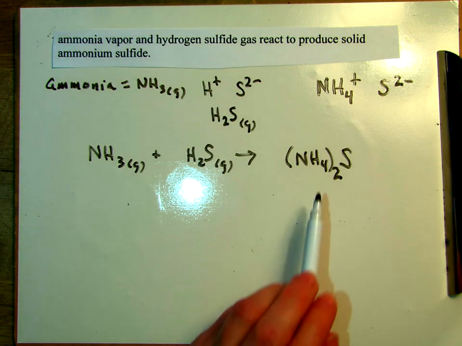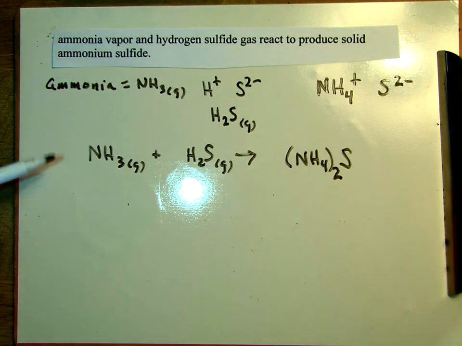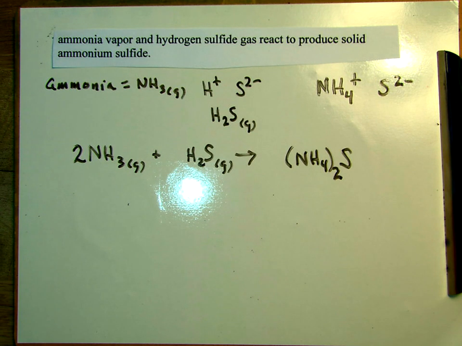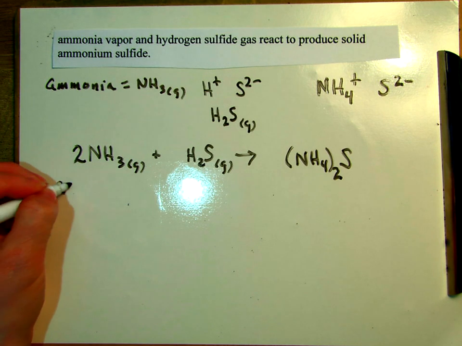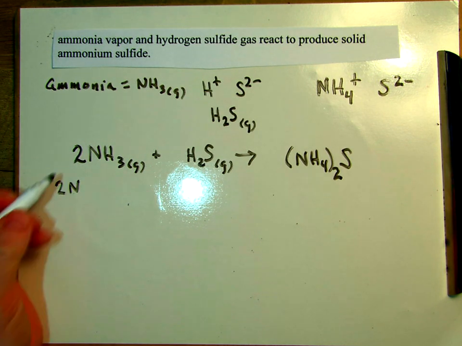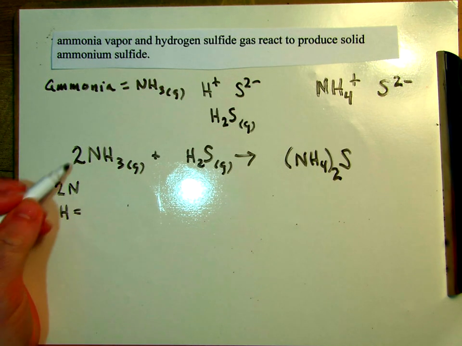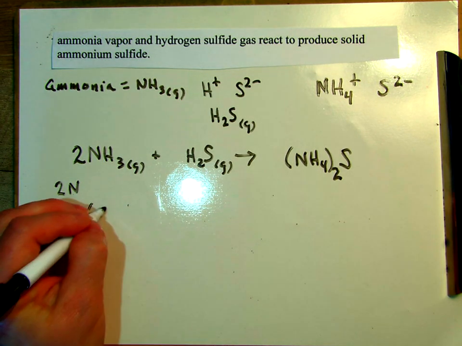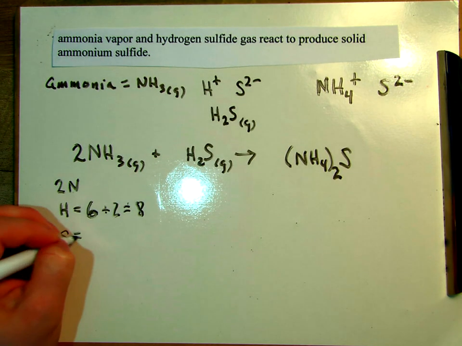Now, you've got ammonium here, which gives me 2 nitrogens, but I only have 1 nitrogen on this side. So let's start by putting a 2 here. Alrighty? So let's count up how many atoms we have now on each side. That 2 means we're going to have 2 nitrogens here. Now let's look at our hydrogens. We're going to have 6 coming from our 2 ammonias, but we have another 2 here, which gives us 8. And for sulfurs, we have 1.